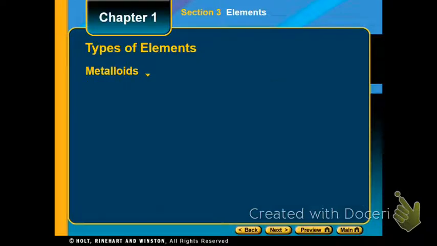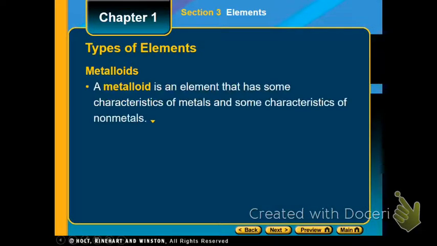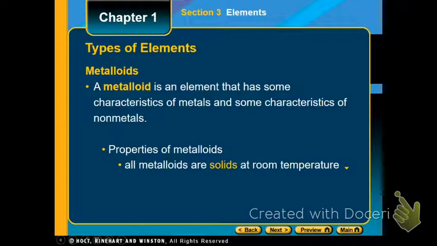And then moving on, our metalloids. Metalloids are right there in that stair step between our metals and our nonmetals, so they're going to have characteristics of both. And these are all solids at room temperature. We call these semiconductors. So they do conduct electricity, not as good as metals, but definitely better than nonmetals. Make sure you know those along the stair step line.